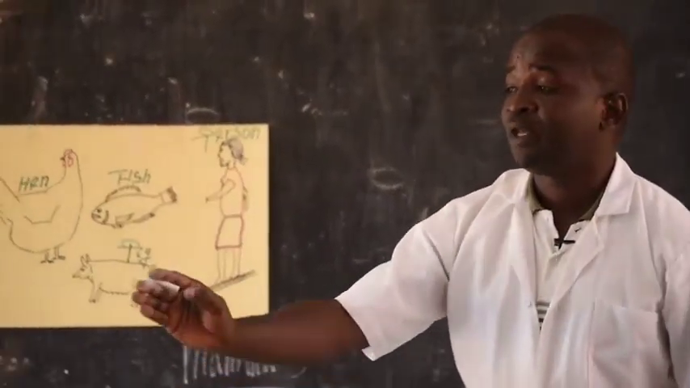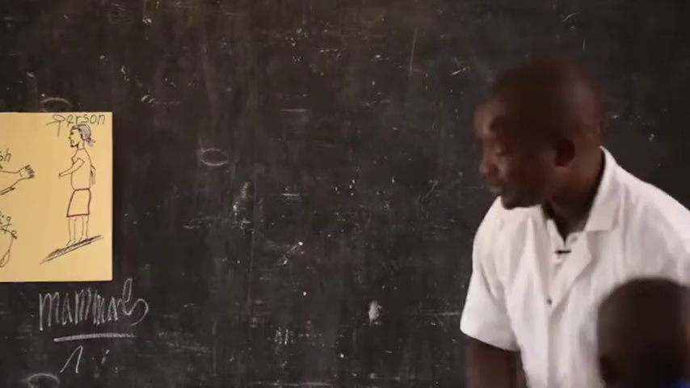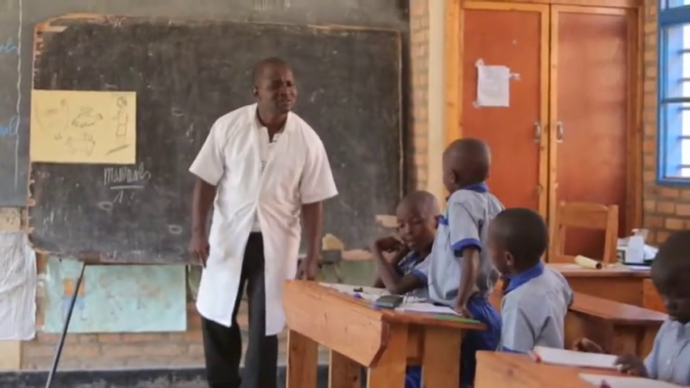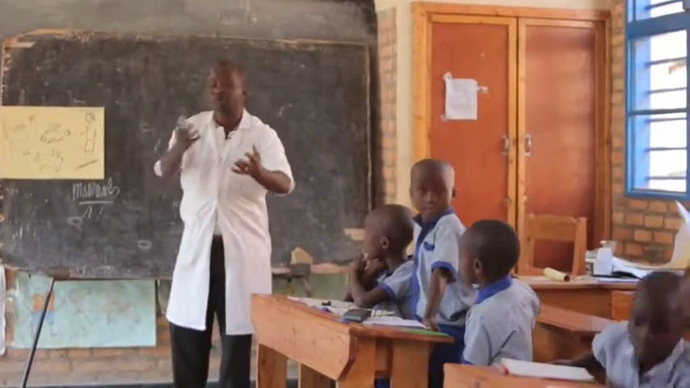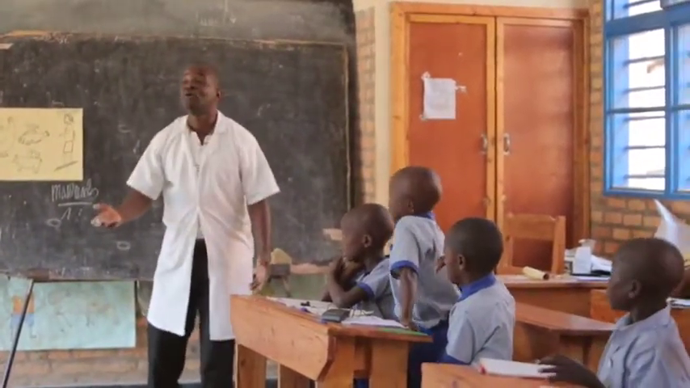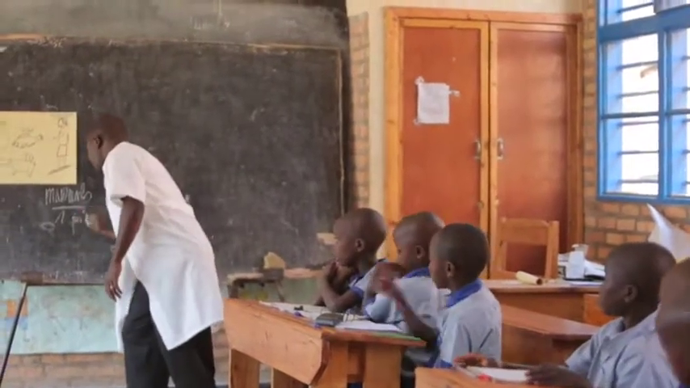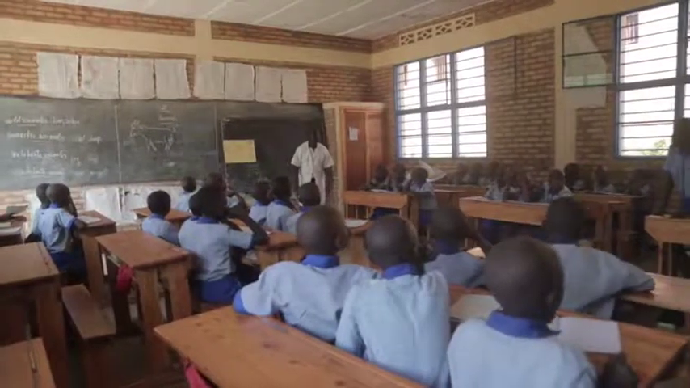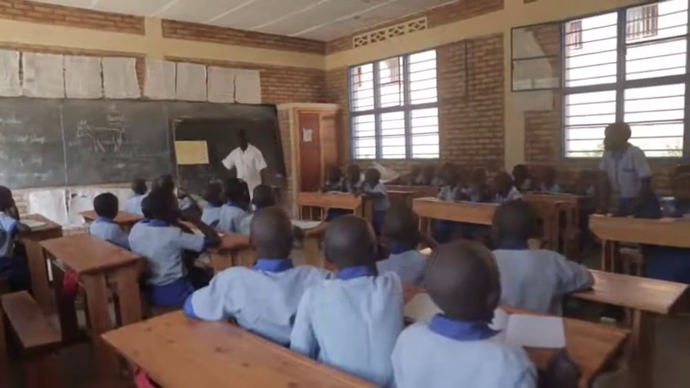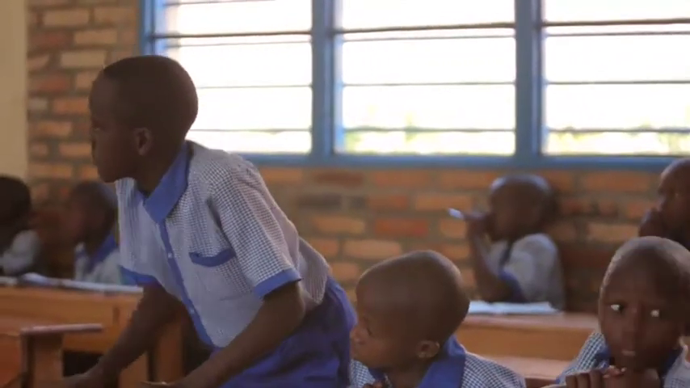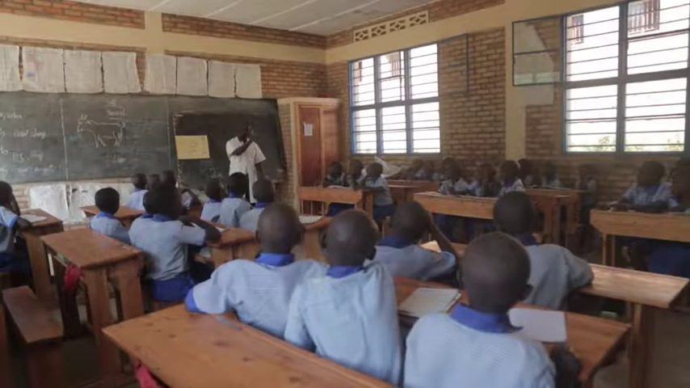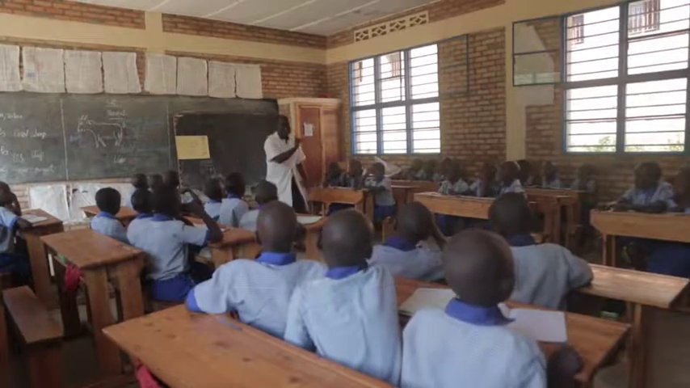Okay, wait. Let's start with this group. Pig. Is a pig a mammal or not? Others, do you agree with this group? Is a pig a mammal? Yes. Good. Pig is a mammal. Thank you very much. Let's use the next group. You tell us another mammal. Hen. The other group, do you agree? Is a hen a mammal? No. Hen is not a mammal.